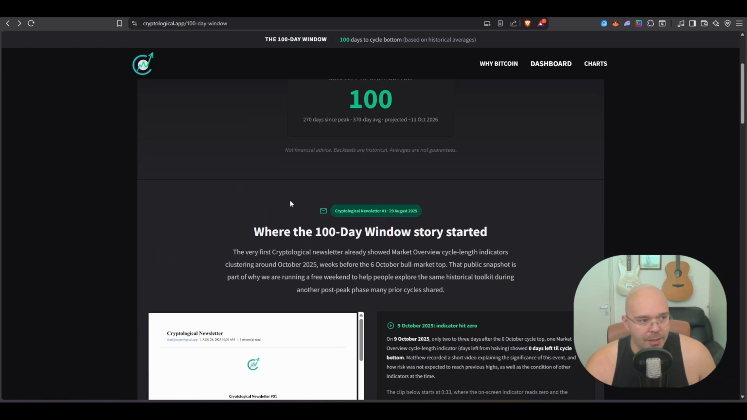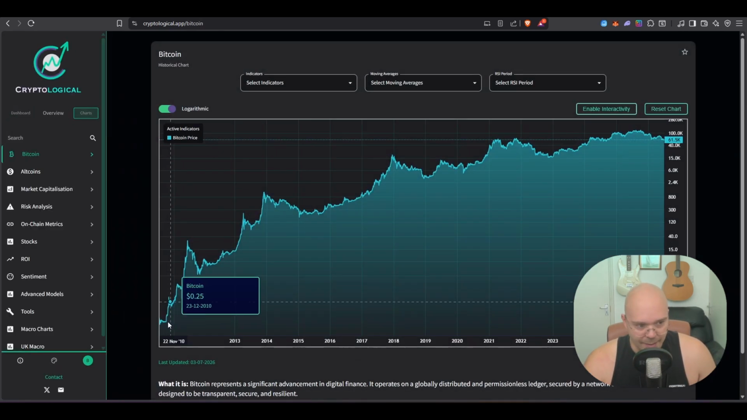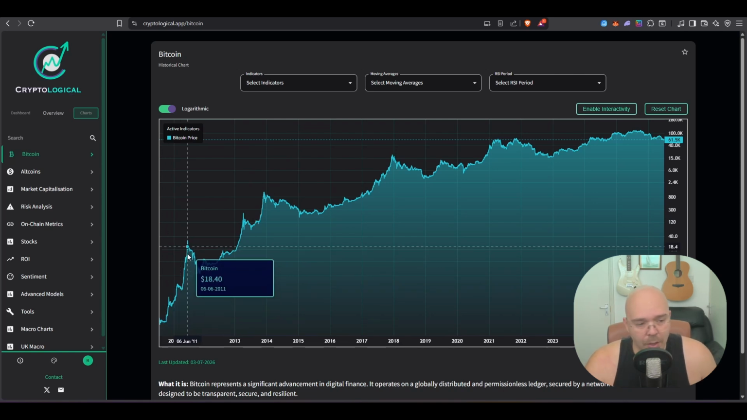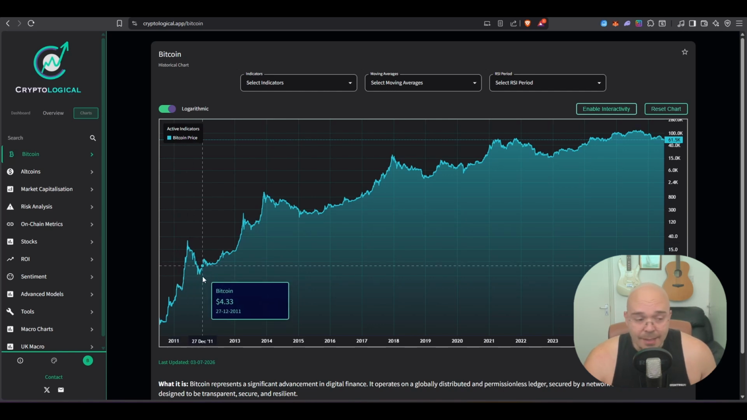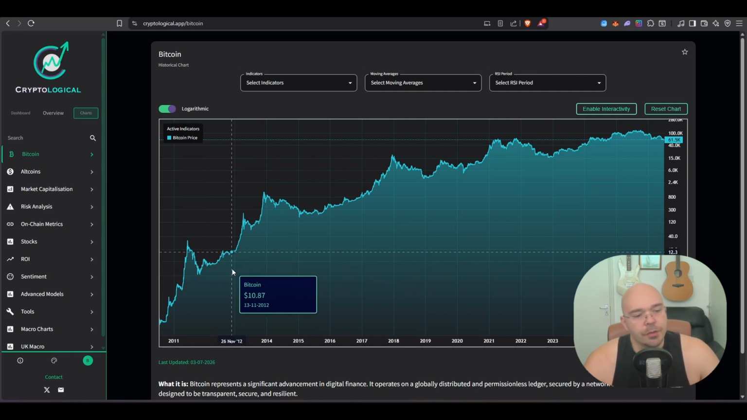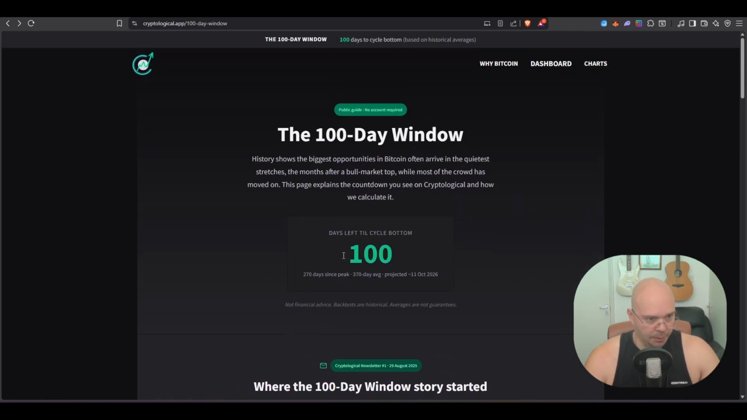Now the first cycle, if we go back to the Bitcoin chart, there's not a lot going on in terms of people in the market. It's not very popular, so it's way more volatile. It's a really massive outlier in the data set. And if you're a good data scientist, which I'm not, but so I'm told, you get rid of outliers because they can skew the results, and then you can't see the wood for the trees. Back to the 100-day window. We omit the first cycle because the data's kind of junk and it would skew the results.